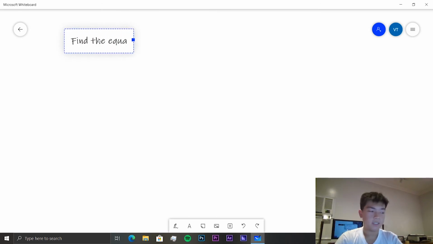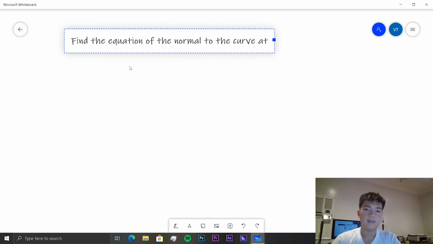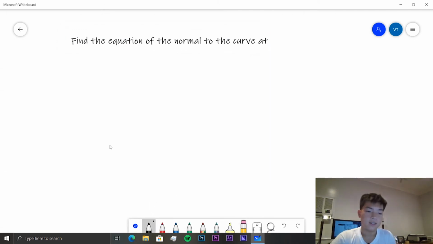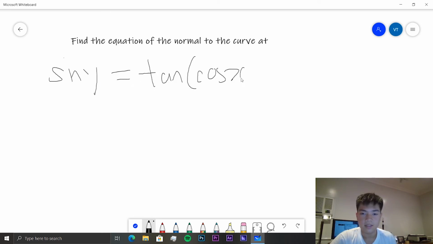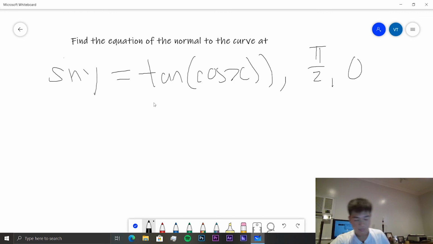Find the equation of the normal to the curve at, and the equation of the curve is sine y is equal to tangent of cosine x, at the point pi over 2, 0. So it's probably better that we implicitly differentiate this.